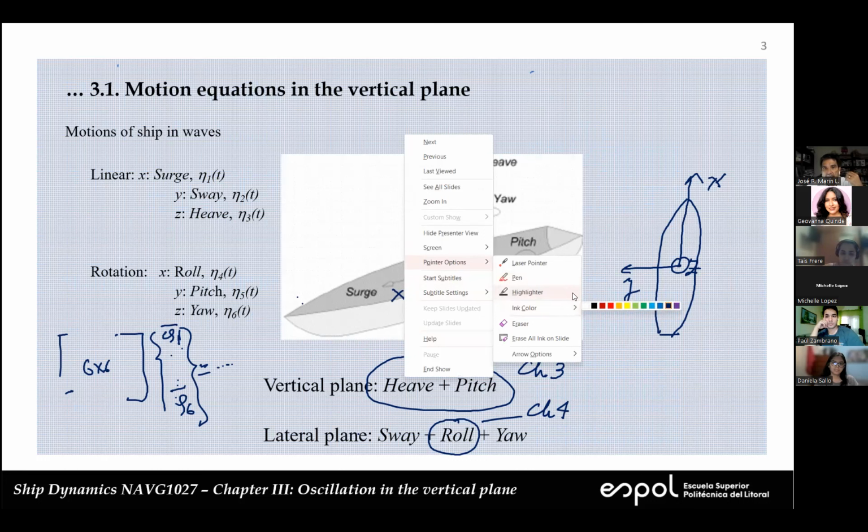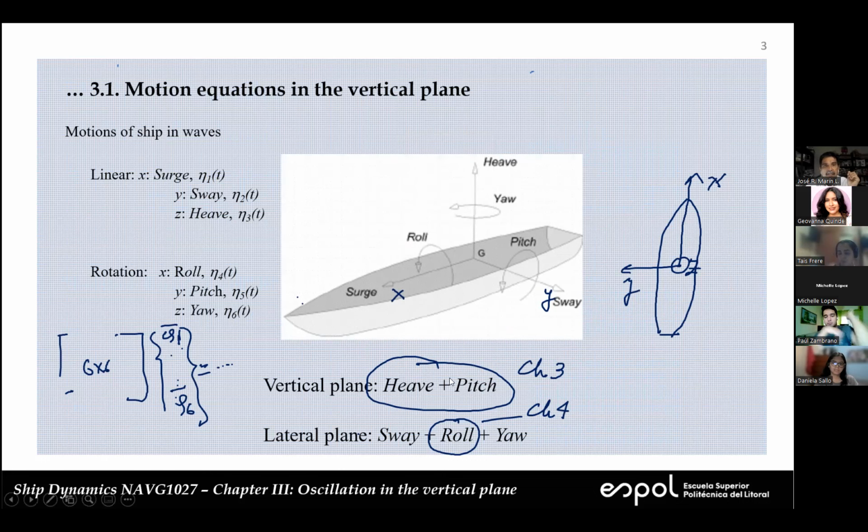So we're going to start by working in the Heave+Pitch couple, and this is chapter 3. And that's what we call this in the vertical plane, okay? So we're going to start by deducing the equations of motion, and then we're going to spend some time explaining how to calculate each one of the terms in the equations of motion, and at the end, we're going to solve it.